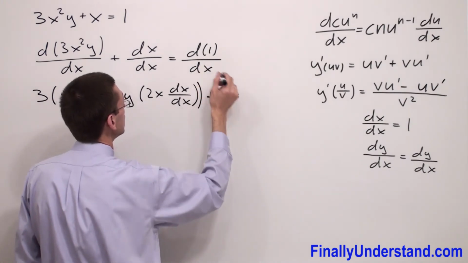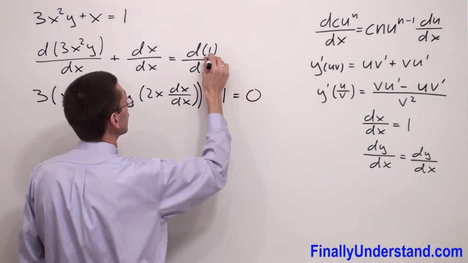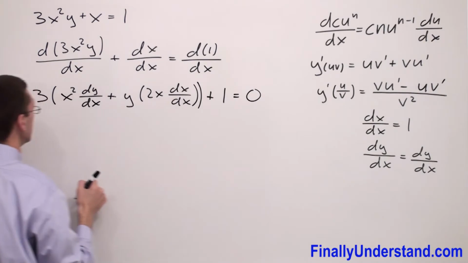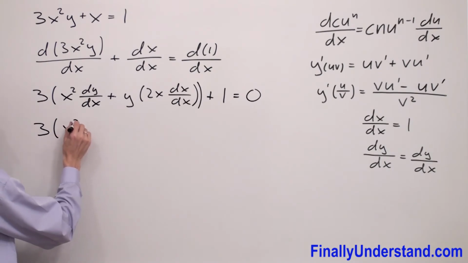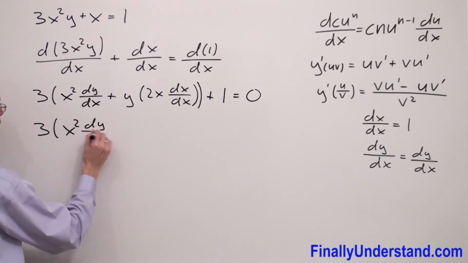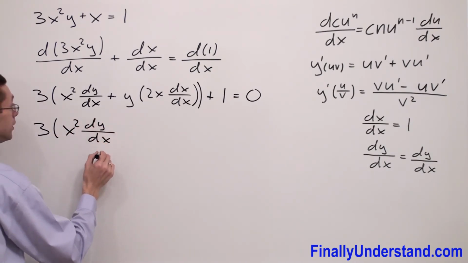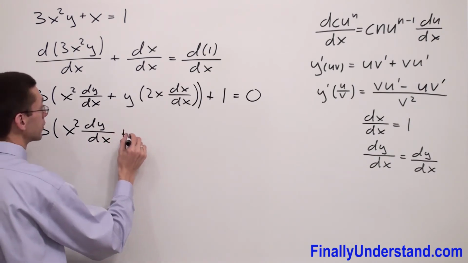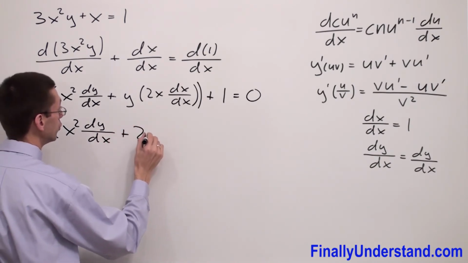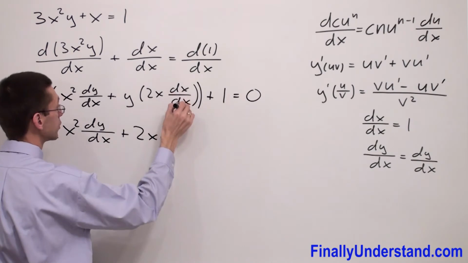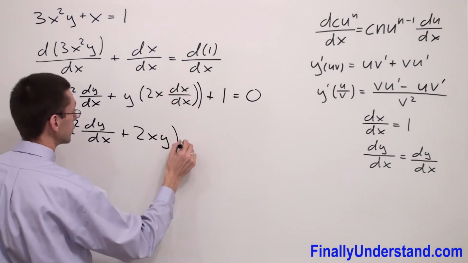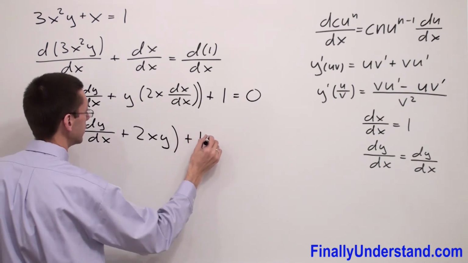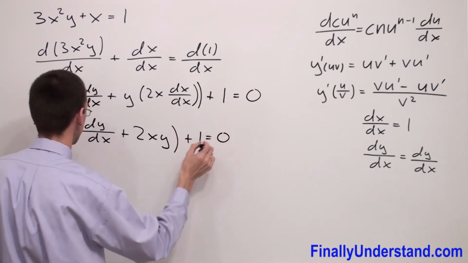Everything is equal to 0 because the derivative of a constant is equal to 0. This is equal to 3x squared dy over dx plus 2xy. dx over dx is equal to 1, that's why I'm not going to write it. Close parenthesis, plus 1 is equal to 0, okay?